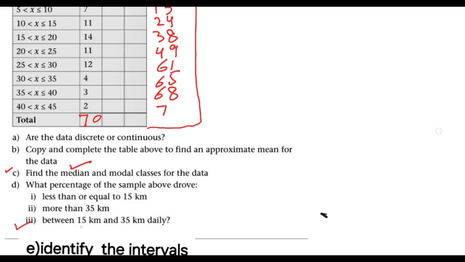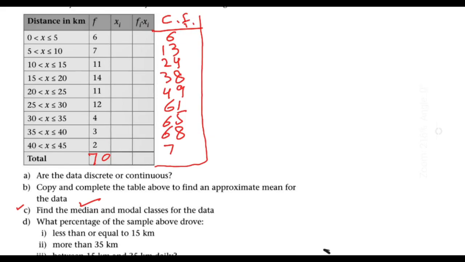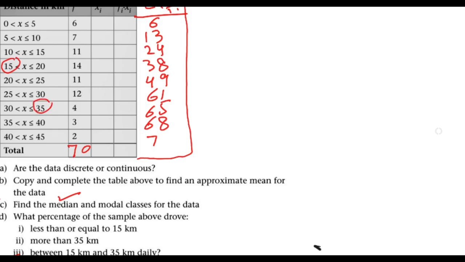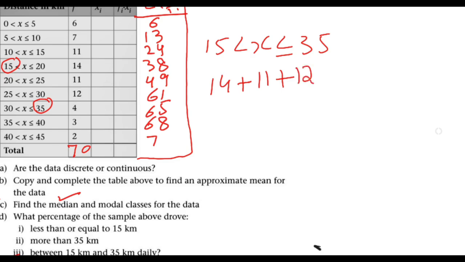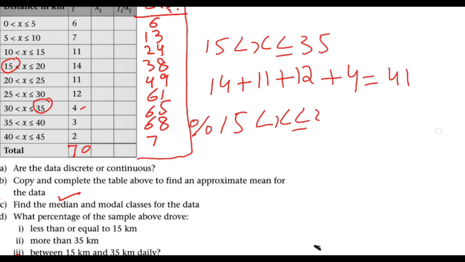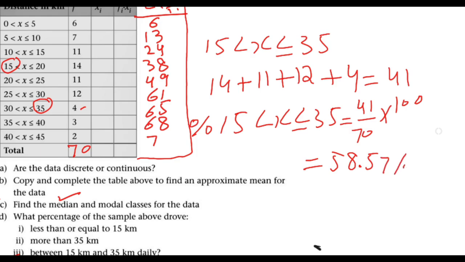So my final answer will be 7,14%. Now the question says between 15 kilometers and 35 kilometers daily. So between 15 and 35. So 14 plus 11 plus 12 plus 4 till here. That will give me the answer 41. So the percentage between 15 and 35 is equal to 41 over 70 multiply 100. I use my calculator, 58,57%. So this is my final answer.